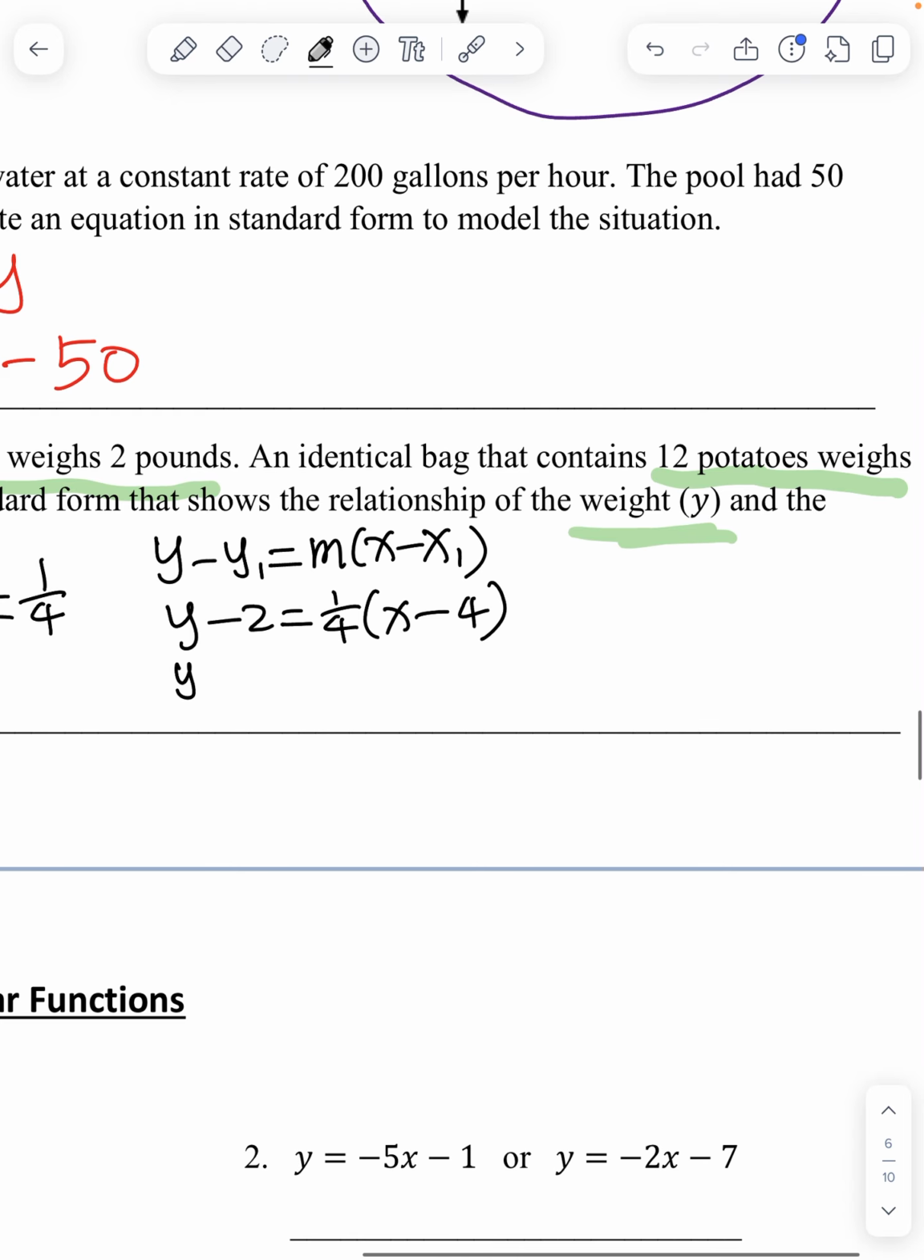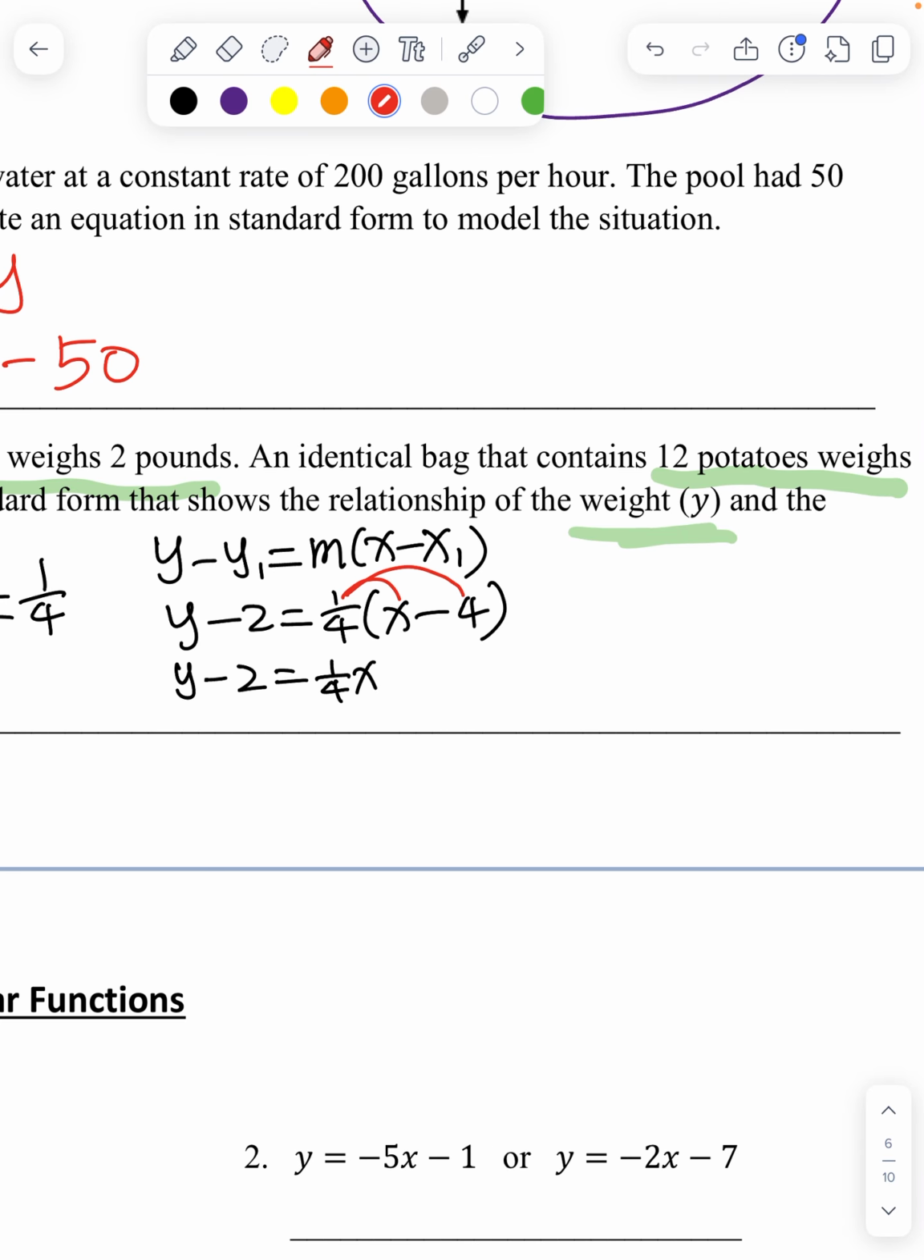So y minus 2 equal to 1 over 4x. I'm doing the distributive. So 1 over 4 times negative 4 equal to negative 1. So minus 1. Now, 1 over 4x minus y equal to negative 2 plus 1. Negative 2 plus 1 is negative 1, equal to 1 over 4x plus negative 1y.